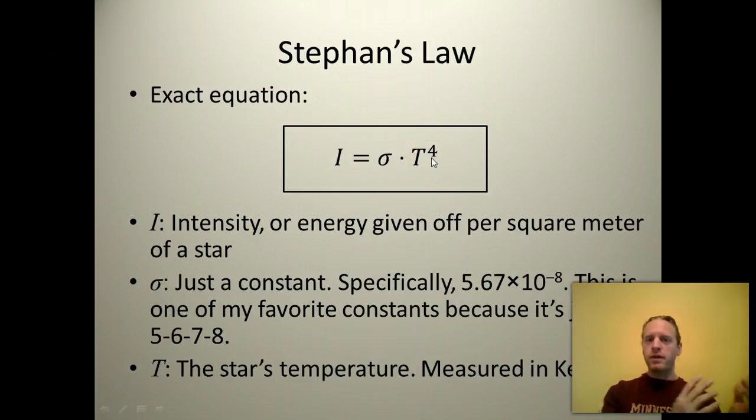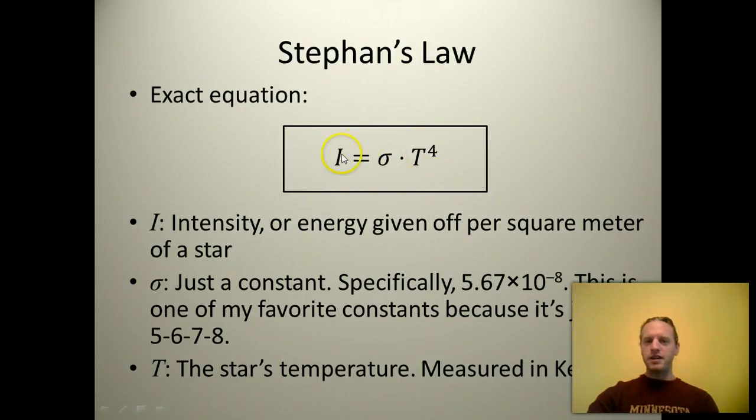And that to the fourth power is a huge thing, because like I said, if you double the temperature, the intensity of the star actually increases by a factor of 16, 2 to the fourth power, or 16. Now, by the way, this constant, I kind of like this because if you plug in numbers for this, it's actually 5.67 times 10 to the minus 8, or just 5678. Pretty easy to remember.